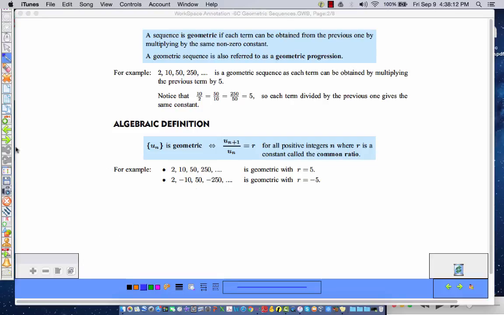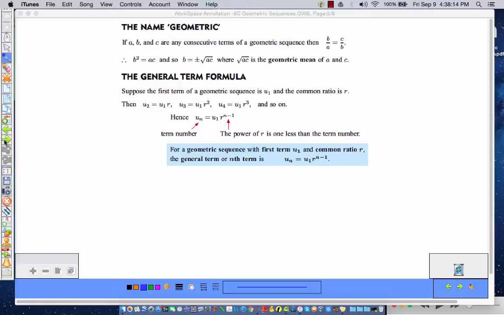All right, so we got that going for us, and this is a little blurb about where the name geometric came from. It has to do with the geometric mean. And then they are telling us what the general term formula is. In other words, to find a particular or specific term in a geometric sequence, this is the formula that we are going to use. u sub n equals u sub 1 times r to the n minus 1.